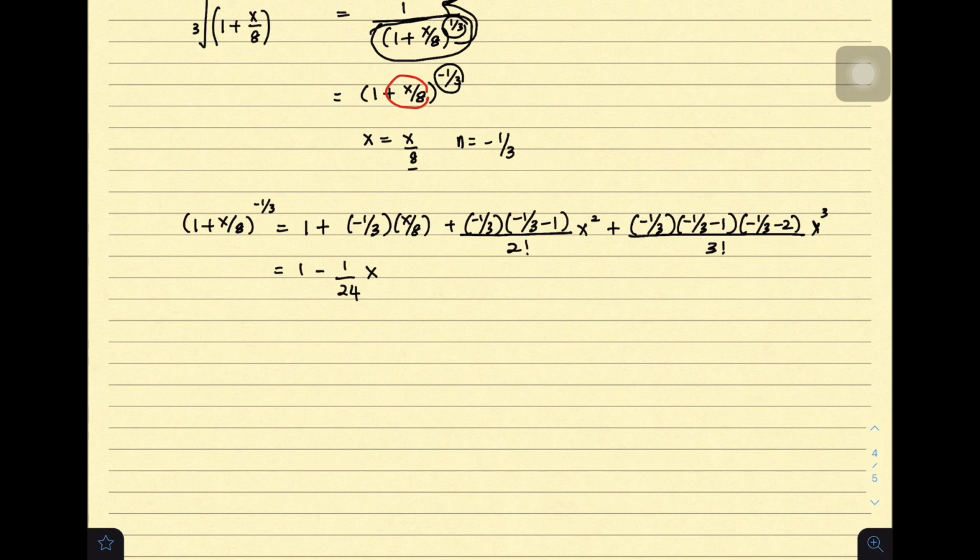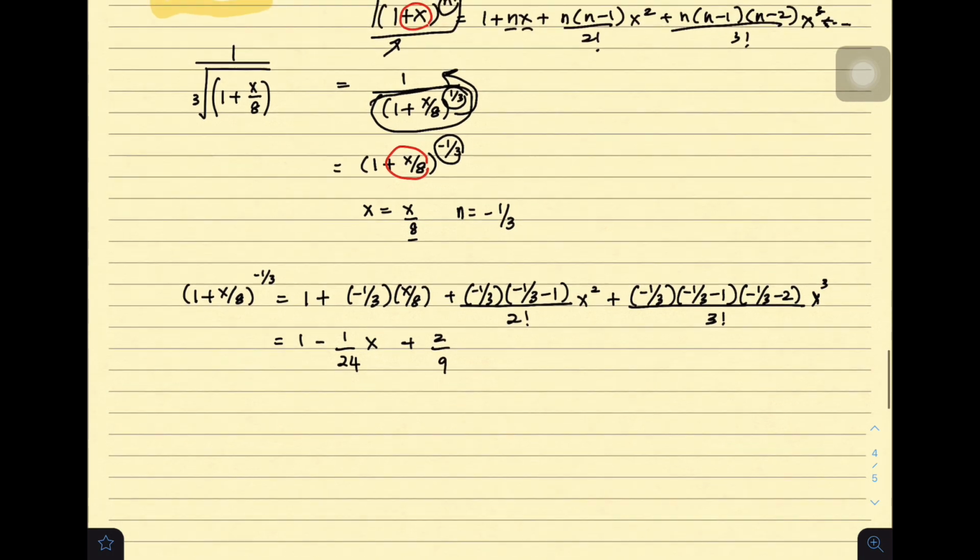Okay, divide by 2. So you have 2 over 9 plus with 2 over 9. Okay, saya tersilap kat sini. X ini kena gantilah x awak apa. Okay, x awak adalah x over 8. So x over 8 kuasa 2. Sini x over 8 kuasa 3.